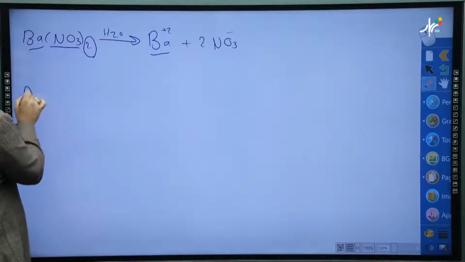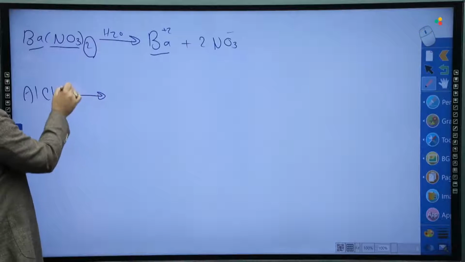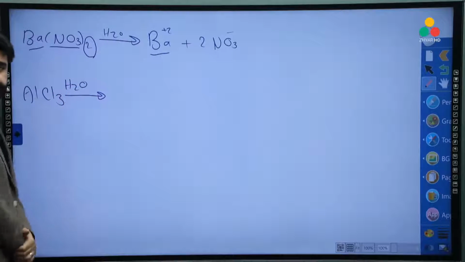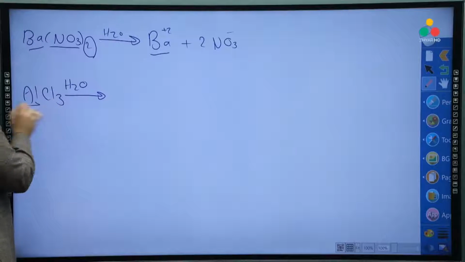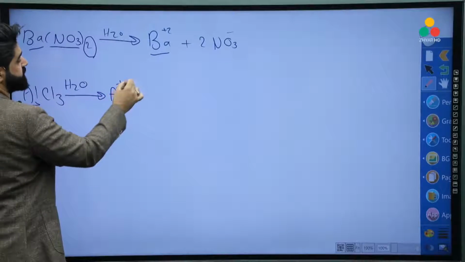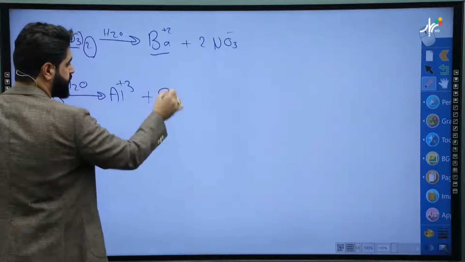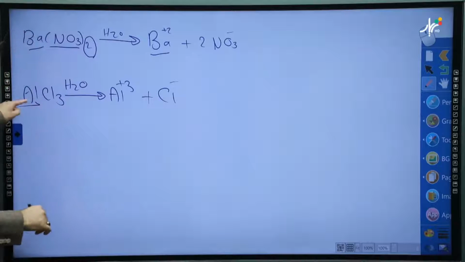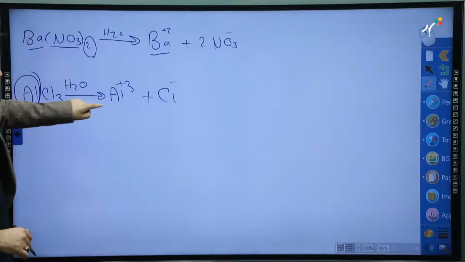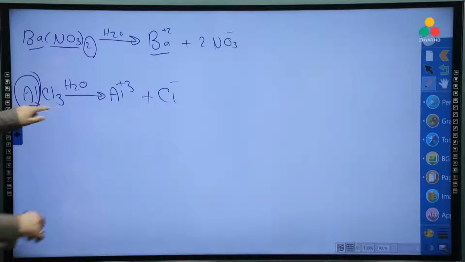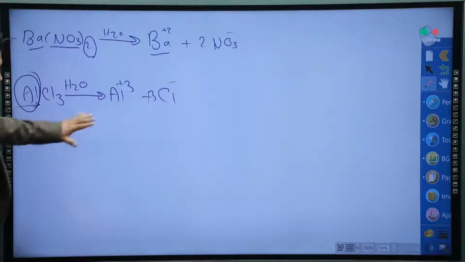Another one, AlCl3. It will dissociate in water, H2O. What do we have in this compound? Al3+ and another one, chloride. Now balance. How many aluminums? 1 and 1, it's balanced. How many chlorides? 3. Here we have 1, so it must be multiplied by 3. It's balanced.